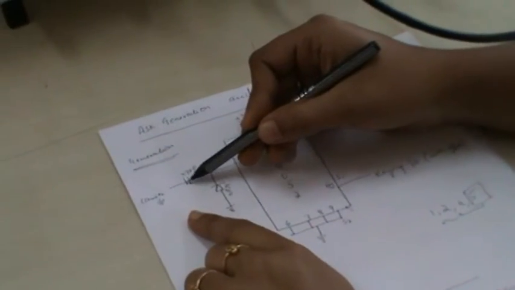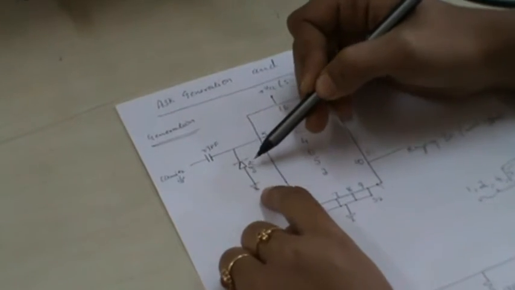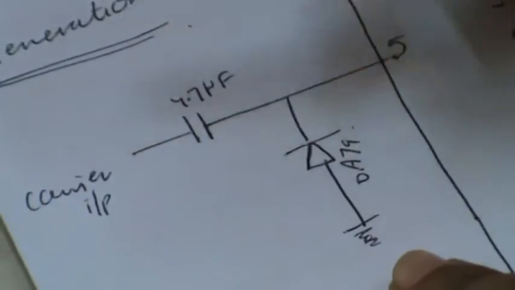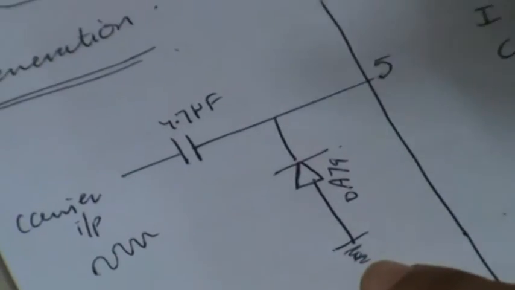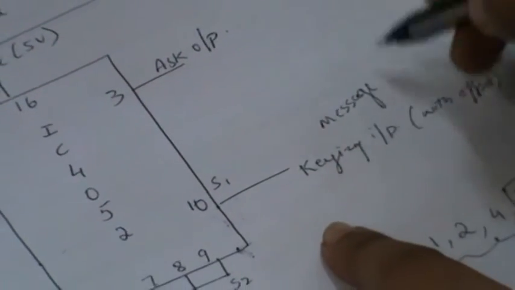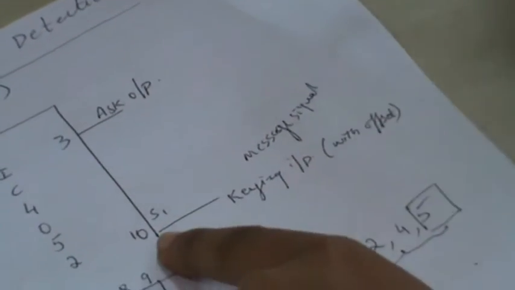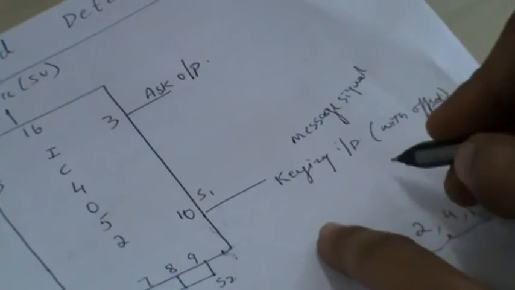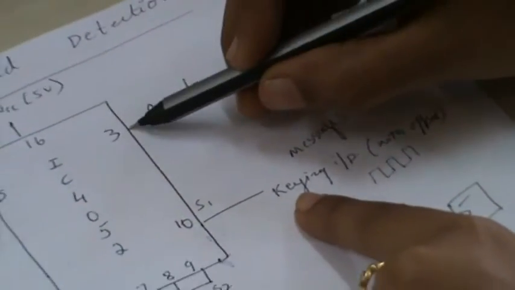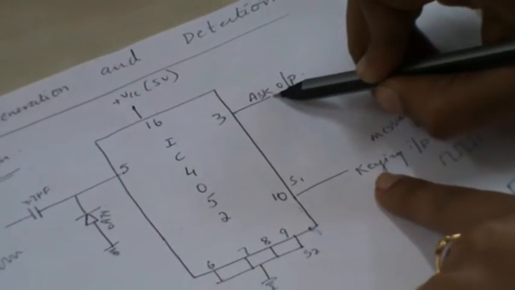Here the carrier is passed through a capacitor and a diode, just for clamping the carrier signal, that is the sinusoidal signal which I am going to pass here. Otherwise the negative part will be clipped off at pin number 5. Then this is the message signal. The keying input is the message signal which I am passing at pin number 10, in the form of binary zeros and ones. And at pin number 3 we are going to see the output.